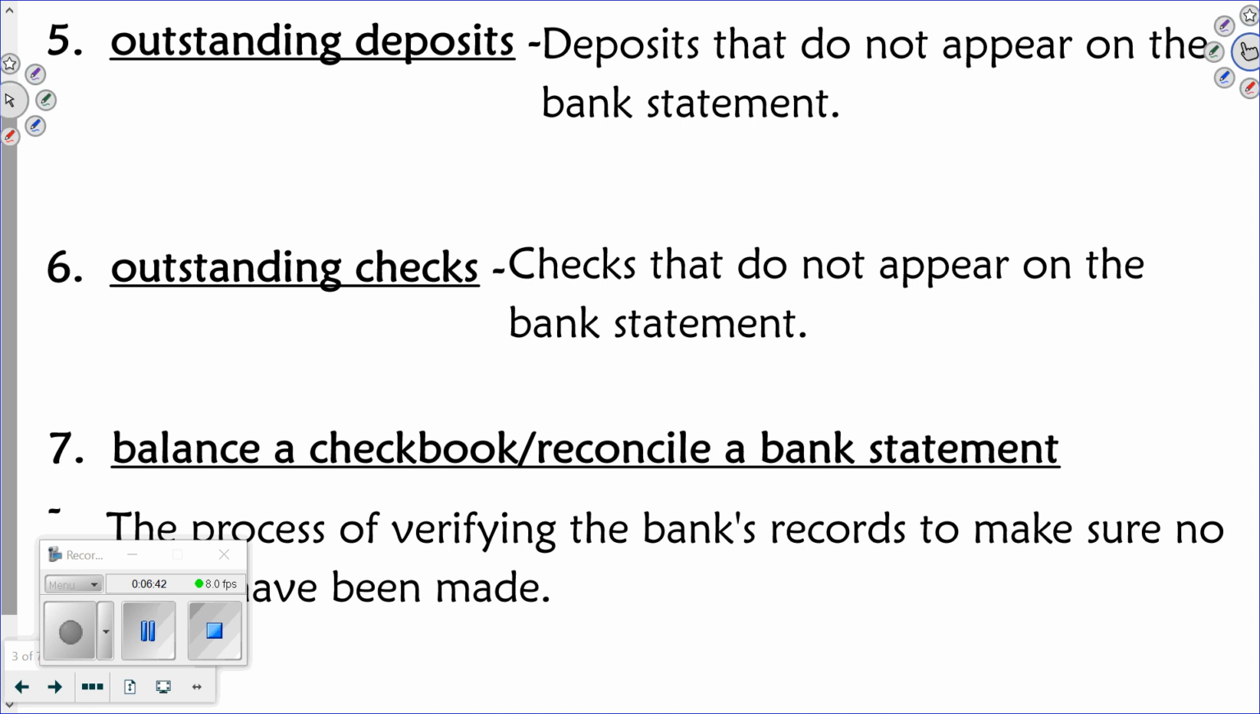All right, then number 7, balancing a checkbook or reconciling a bank statement. They mean the same thing. That's just trying to make sure that what the bank says you have is exactly what you have. So we're going to go through this process today. It's kind of like a little matching game. Yes, I had this on my account. Yes, the bank had that on theirs. You're just matching up, and then you can see what is outstanding, what did not come through the bank yet. Then you can take the difference and go from there.